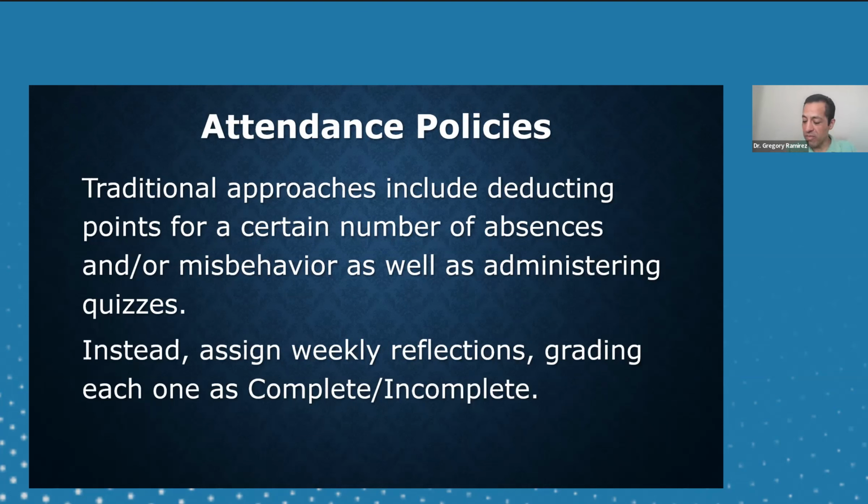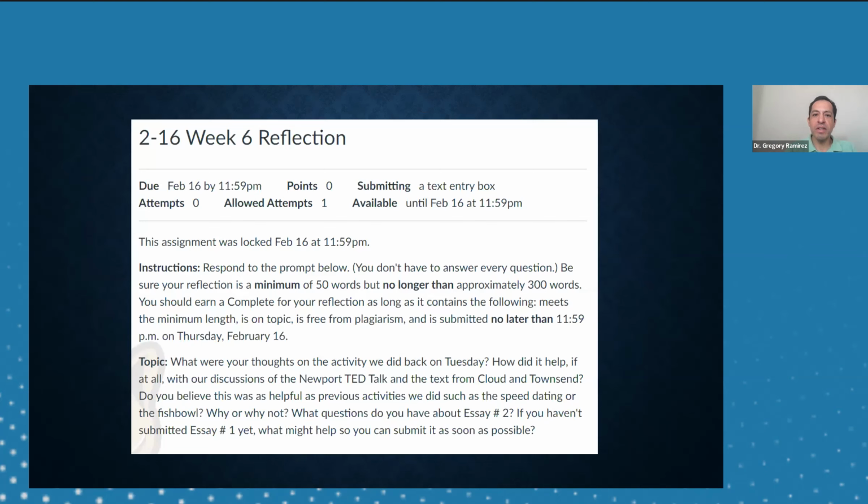With the weekly reflections, I grade them as complete or incomplete, not so much based on the quality of what they're writing, but on whether they do it, whether they get it in on time, and whether it's on topic. So I thought I'd include an example of what I would do here. You can see that I provide instructions and keep it pretty brief: a minimum of 50 words, no more than 300 words. I'm not asking for anything too arduous on the student's behalf.